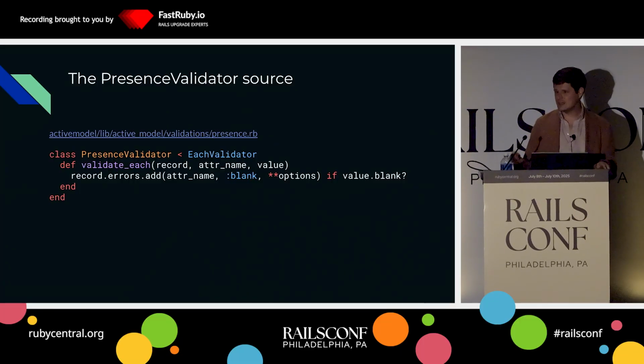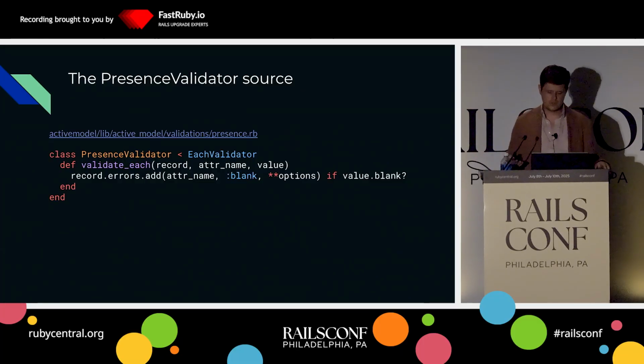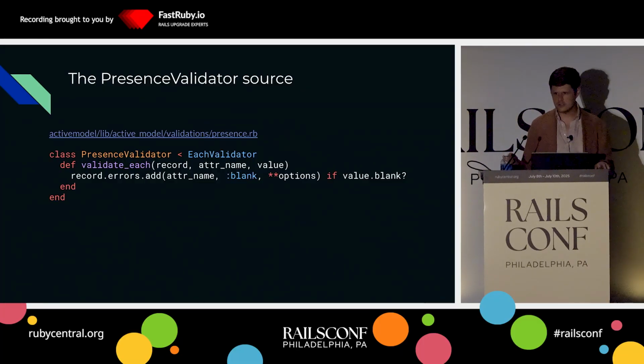And it's pretty simple. It takes in a record, which is typically going to be an ActiveRecord model in our typical use cases, but now is going to be a hash. The attribute name that would typically be a column on a table is now going to be a key in that hash, and the value is going to be the value associated with that key. And so it's very simple. We add an error if the value is blank.